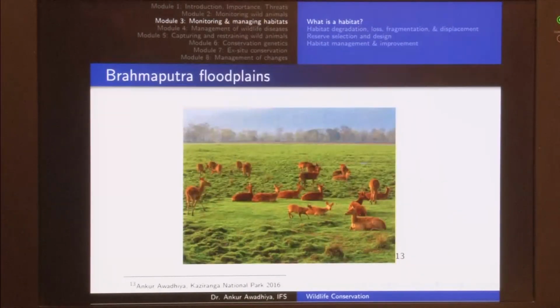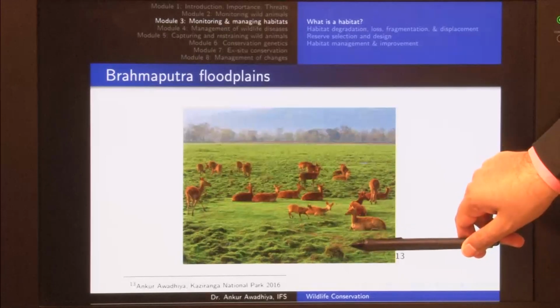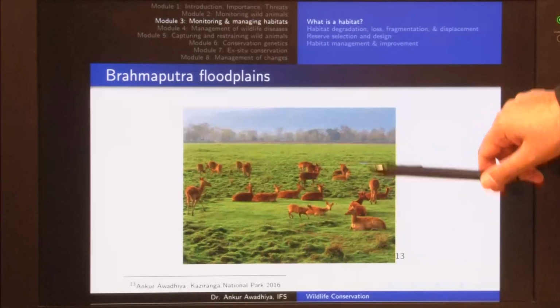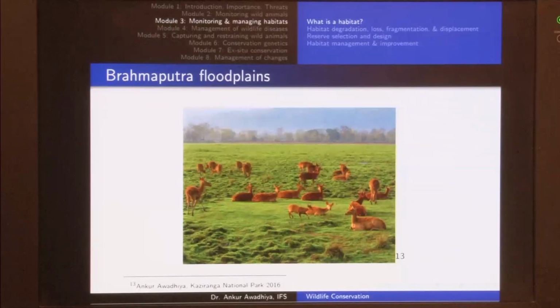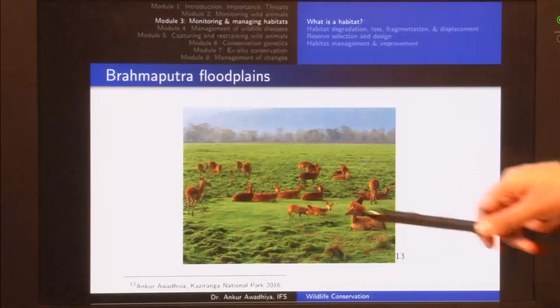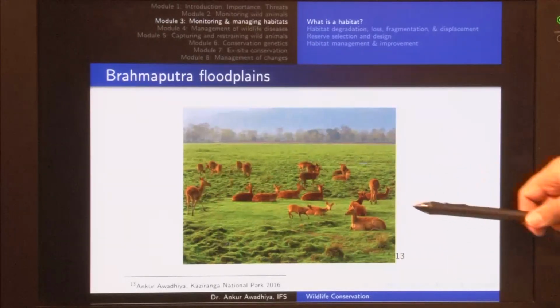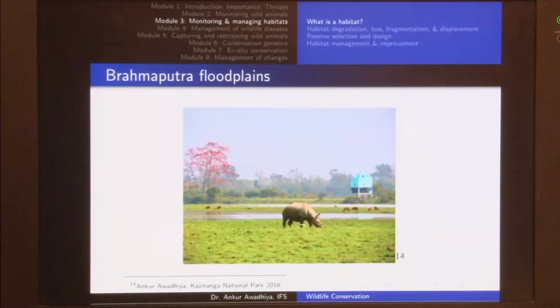Now, moving to the northeast of the country, we have the Brahmaputra floodplains. In these areas, we can see that our visibility is quite large. We can see from here up till there, because this is a very flat land. These are floodplains, so all of these areas are filled with alluvial deposits, and we have plenty of grass, and this area also supports a number of animals, including our swamp deer and even the rhinoceros.